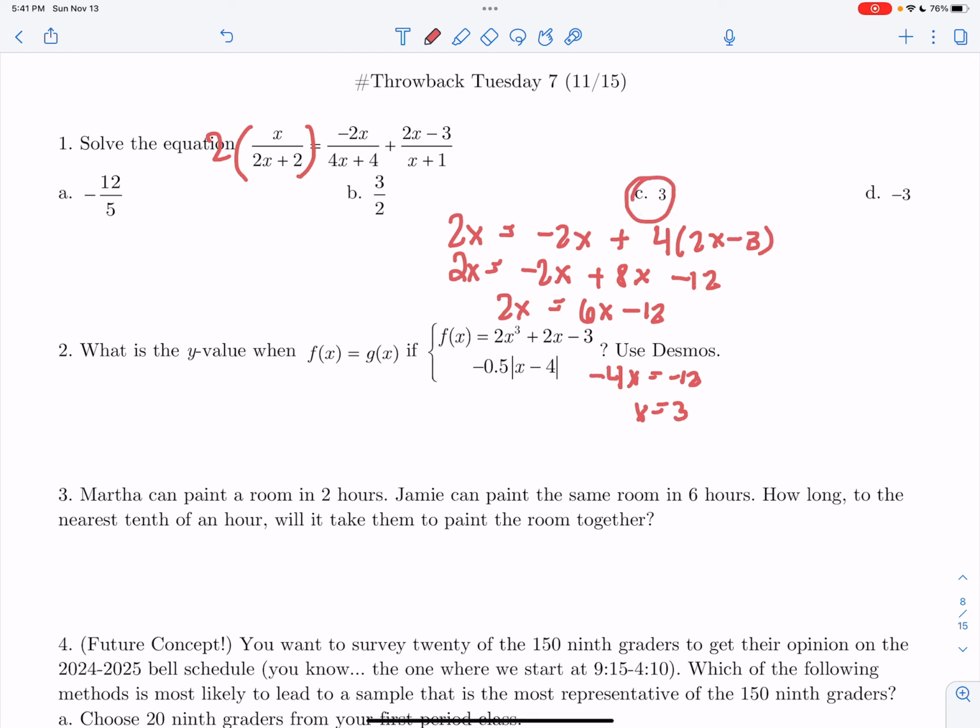Number 2, I'm not expecting you guys to solve this algebraically. That's why I said put it on Desmos. So if you were to put this on Desmos, you just need to find the intersection. Don't give me the x value because the question is asking you to find the y value. Once you plug in 2x cubed plus 2x minus 3 and negative 0.5 absolute value of x minus 4, you're going to find that your y value is at negative 1.75.